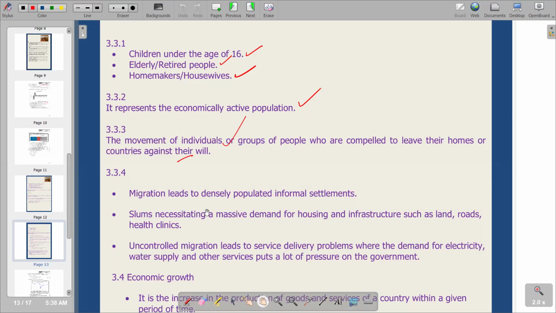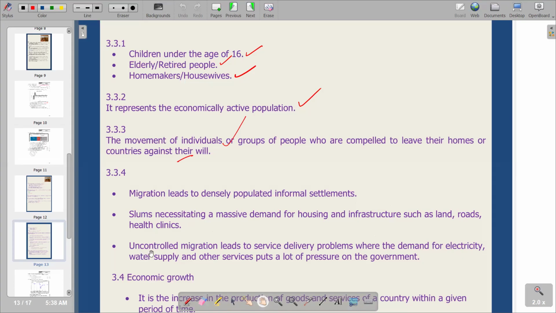The point is saying slums necessitating a massive demand for housing and infrastructure, such as land, roads, health clinics. So obviously, this is a responsibility of the government to be able to construct this infrastructure in the form of land, roads, and health clinics, which is going to be a problem again for the government.